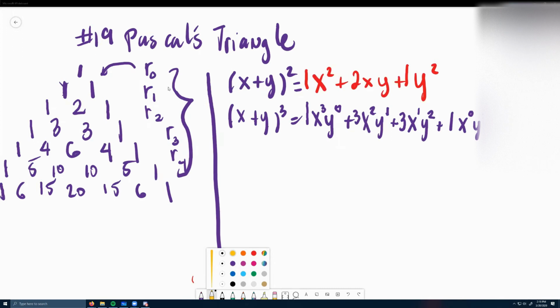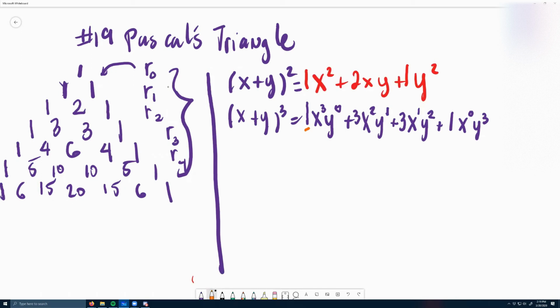Anyway, so what's happening is you have x to the third, x squared, x to the 1, all the way down to x to the 0. The y starts with 0, and it counts all the way up: 0, 1, 2, 3. Where these coefficients are coming from refers to this. This is the row.